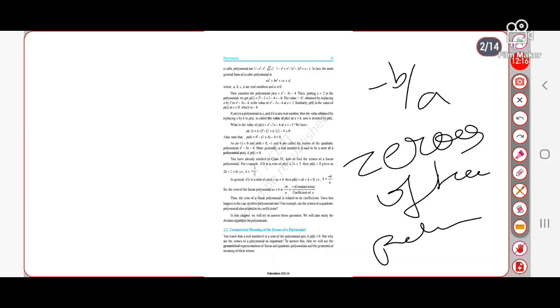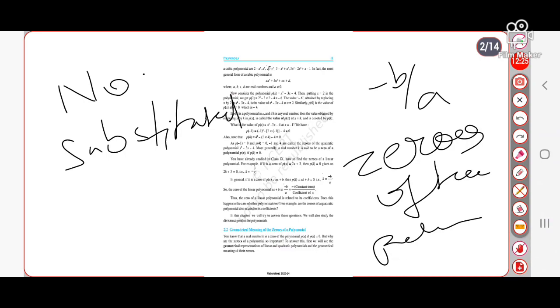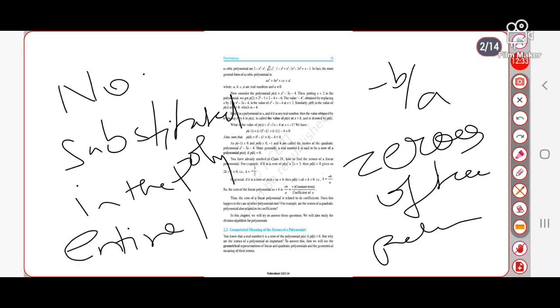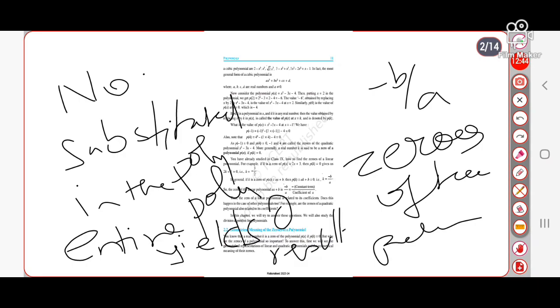The zero of a polynomial is nothing but a number which, when substituted in the entire polynomial, yields 0 as the result. That is the zero of the polynomial: numbers which yield 0 as a result when substituted into that polynomial are the zeros of the polynomial, right?